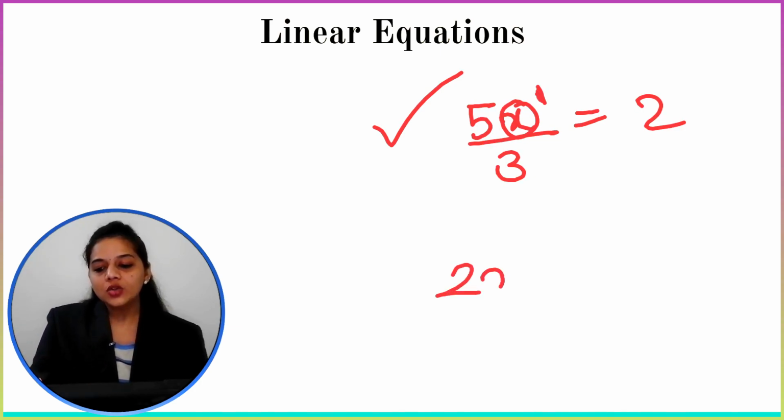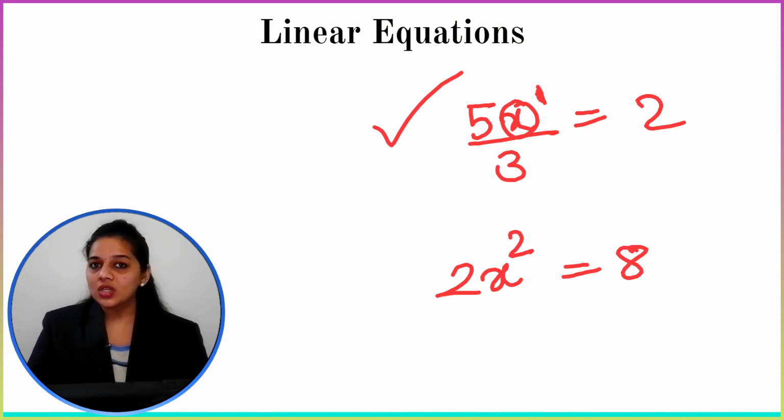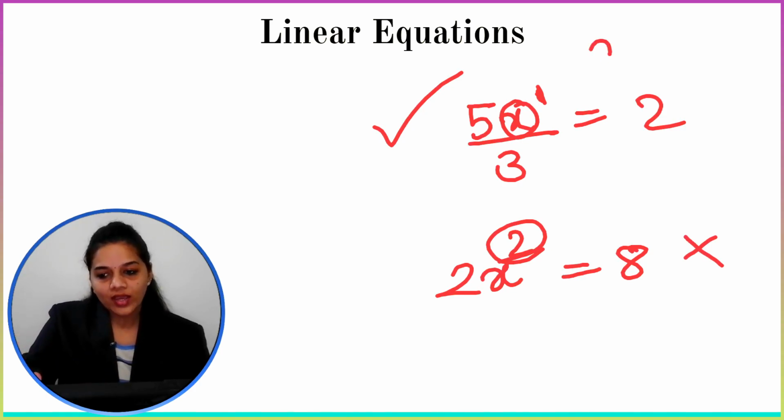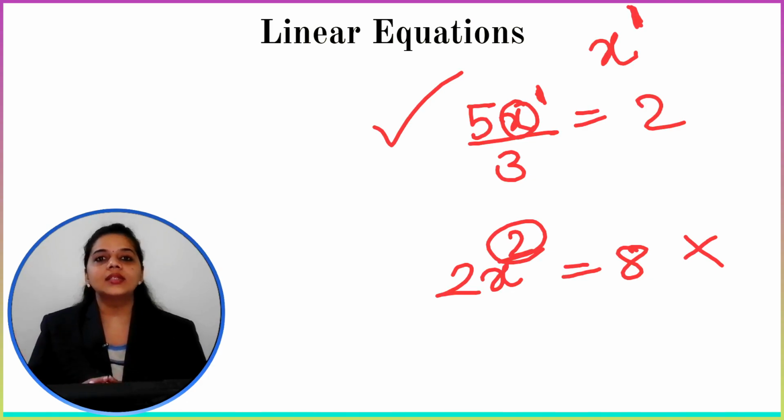If I write 2x square is equal to 8, this is an equation but not a linear equation. Why? Because the power is 2, square. So this is not a linear equation. A variable with highest power 1 is a linear equation. I hope the concept of linear equation is clear.